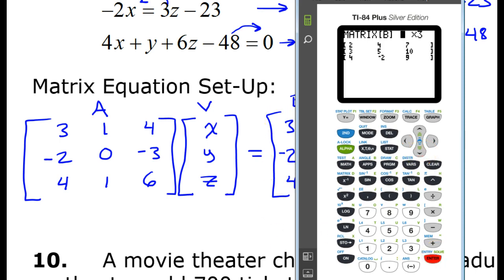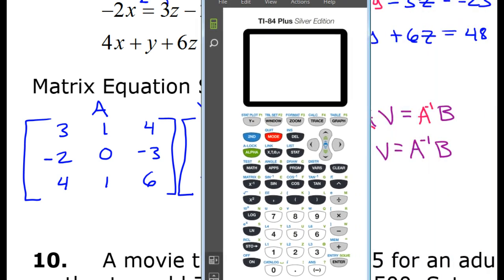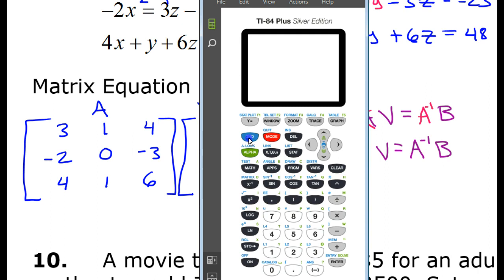Matrix B here is a 3 by 1 matrix. So I need to change the dimensions real quick. And so here's my 34 and negative 23 and 48. I'm going to quit my way out of this. So now I need to see A inverse times B. So I will go back to the matrix area and I will just hit enter for A. All right, now it's A inverse because I hit that button. And now I need B. So I will go back to the matrix area one more time. I will go down to matrix B.